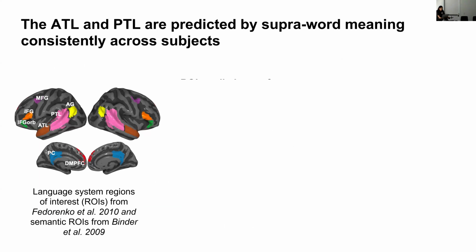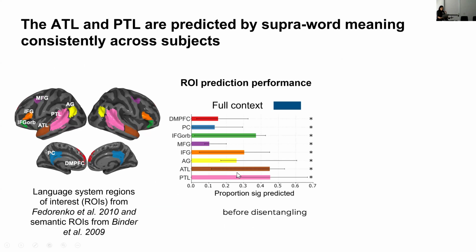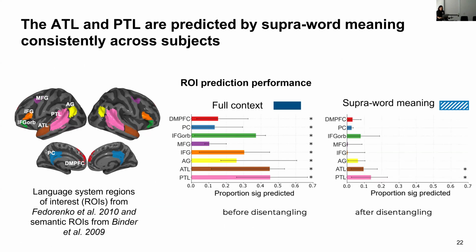And we see that when we use this to predict brain activity, before we do this disentanglement, the context vector is predicting so many different ROIs in the brain. But when we do the disentanglement and we only keep the supraword meaning, we see that the anterior temporal lobe and the posterior temporal lobe are both predicted by the supraword meaning. And so our hypothesis is that these are the regions that are maintaining this new meaning that arises when we combine words together.